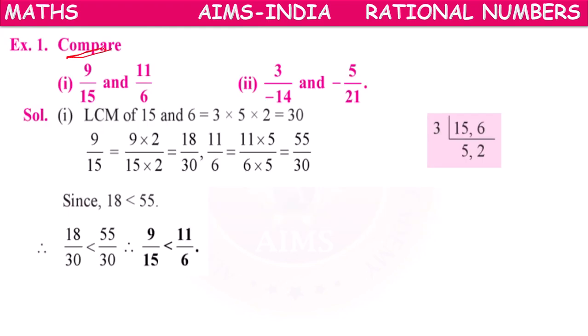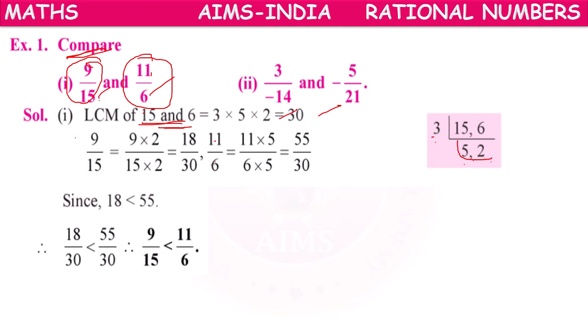Now, example 1. Compare 9 by 15 and 11 by 6. 15 is positive, 6 is positive. Both are positive, but the denominators are different. Let's take their LCM of 15 and 6. Dividing by 3: 3 times 5 is 15, 3 times 2 is 6. Now they are not divisible by a common divisor, so let's stop the division and multiply all. 3 into 5 is 15, 15 times 2 is 30. LCM is 30. Now 11 by 6.